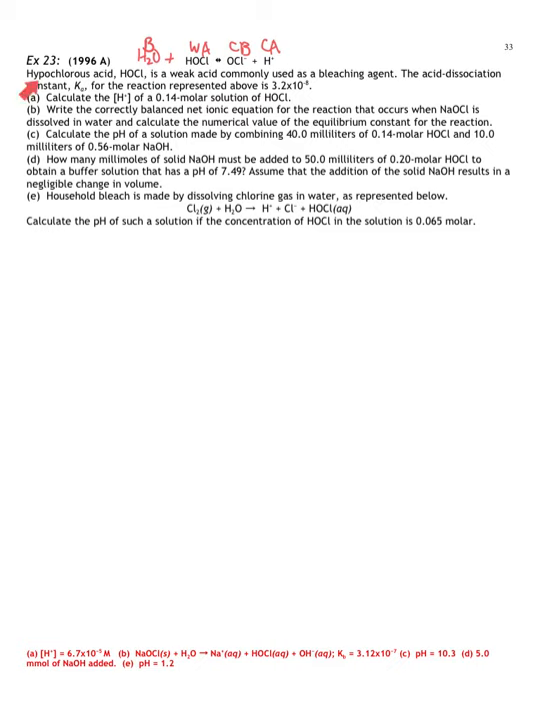So it says hypochlorous acid, HOCl, is a weak acid commonly used as a bleaching agent. The acid dissociation constant Ka for the reaction represented above is the following. Calculate the pH of a 0.1 molar solution of the hypochlorous acid. So it looks like I'm dealing with just really the acid ionizing as you see above there.